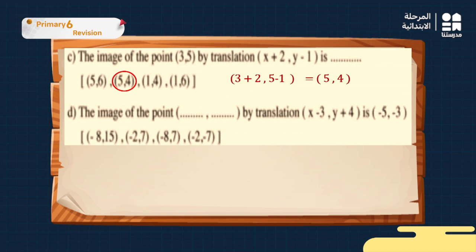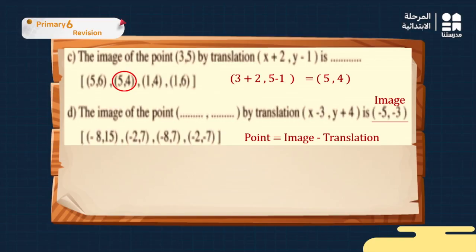Here he wants me to find the image of the point. He didn't mention the point, but the translation x minus 3, y plus 4 is negative 5 and negative 3. Let's read it again because it's a bit of a trick. He says find the image of the point, but he doesn't write the point, by translation. So he gives you the translation and the image. What are you supposed to do?